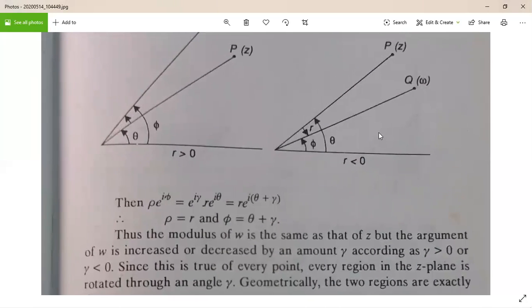Similarly, if we take gamma as positive, then this figure is taken. If we take gamma as negative, that means the clockwise direction, then this figure will be taken.